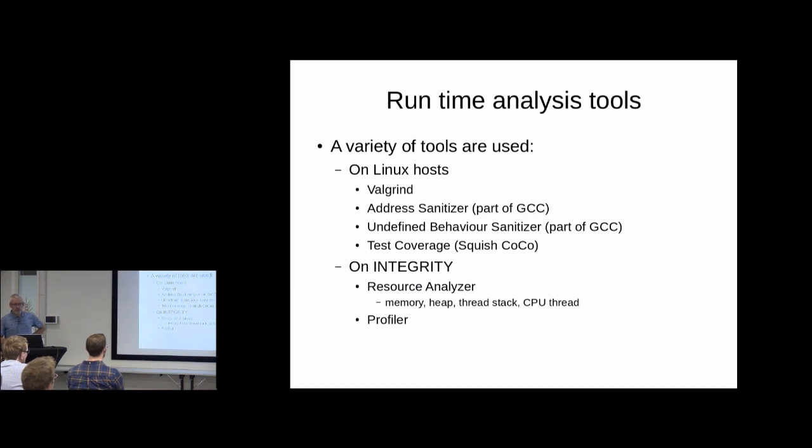We also use a number of runtime analysis tools. We use Valgrind. We use address sanitizer that is part of GCC, and undefined behavior sanitizer. And we can activate them through simple switches to the build system. For the target computers running INTEGRITY, we have various resource analyzers to monitor memory usage, heap usage, thread stack watermark, and CPU usage. We also use tools for test coverage like Squish Coco and some profiler tools.